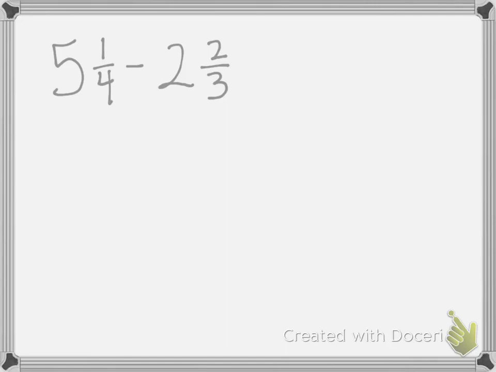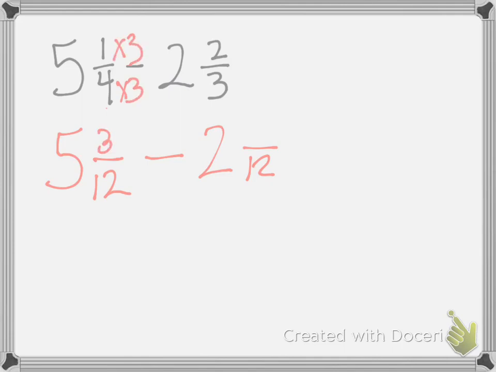Okay, let's do another one. And if you'd like to pause and try this, that wouldn't be a bad idea. All right, so first we find our common denominator to see if we even have to borrow. Let me write that differently there. 5 minus 2 and our fraction. Okay, common denominator of 4 and 3 is 12. Finding our new numerator. All right, okay, so now we have 5 and 3/12 minus 2 and 8/12.